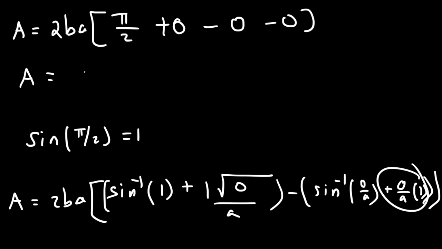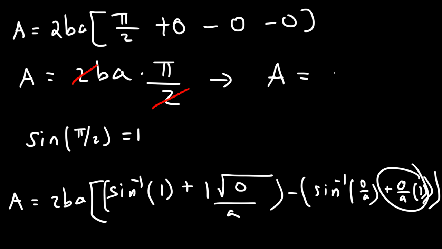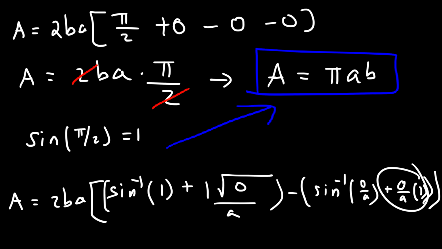So thus the area is 2ba times pi divided by 2. And so we could cancel the 2 and therefore say that the area of an ellipse is pi ab. And so that's how you can use calculus to derive this formula.